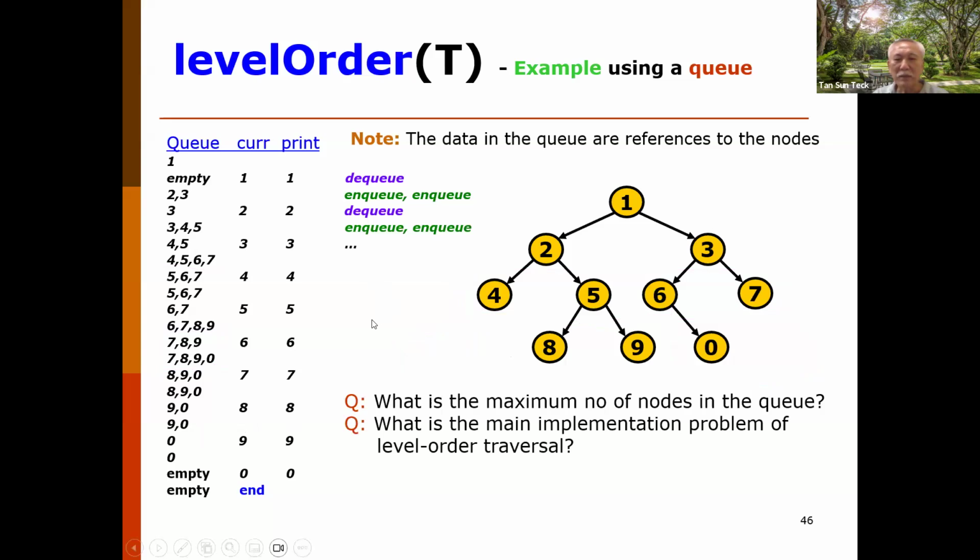Right, and then what is the main implementation problem of level order traversal? The idea is that if you use an array, you are going to get a problem with the queue size, the size of the queue.